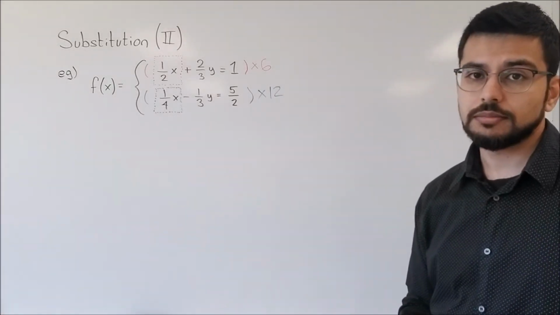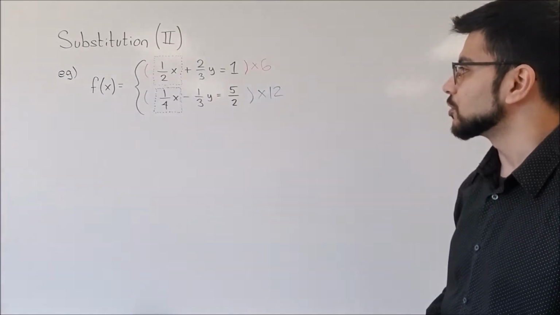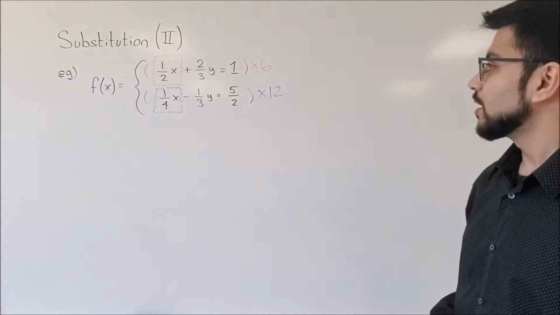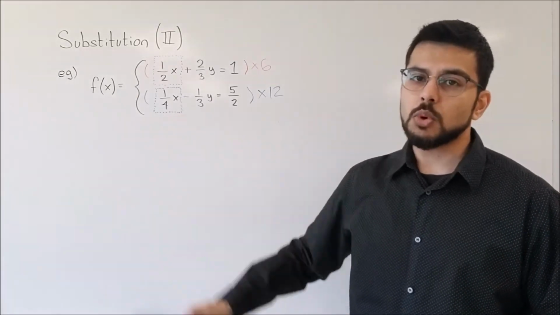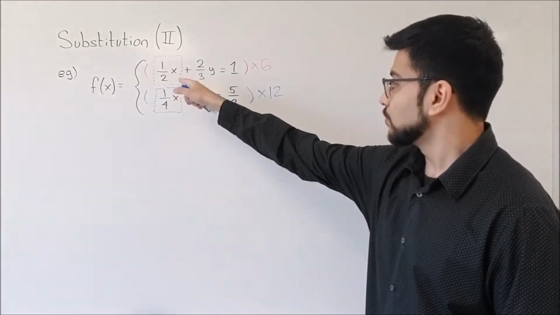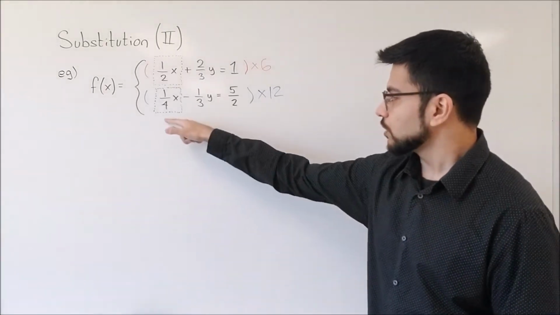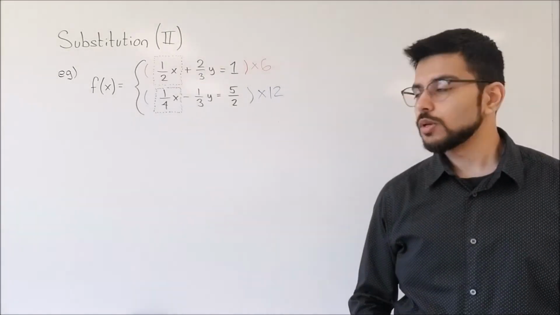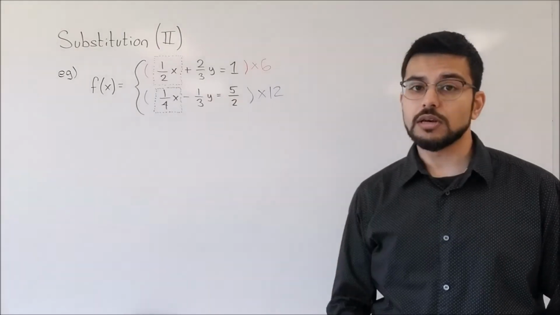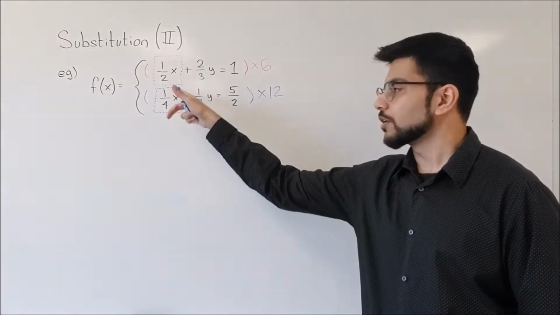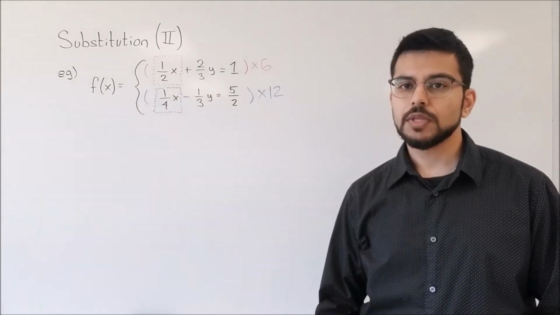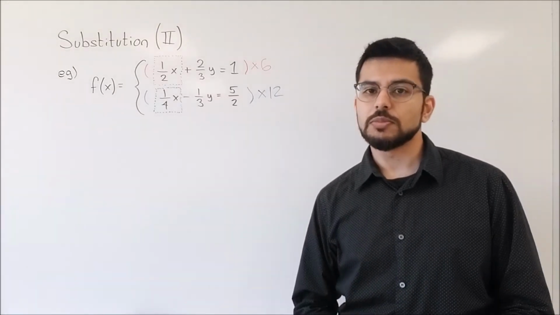You don't have to do that. Okay, you don't have to if you don't want to. For instance, if you recognize that 1/4 is half of 1/2, you could just multiply this equation by 2. And you'd end up with some ugly numbers, but it would still work. You can still do substitution that way. Let's work with these numbers though, because I want them to be nice.